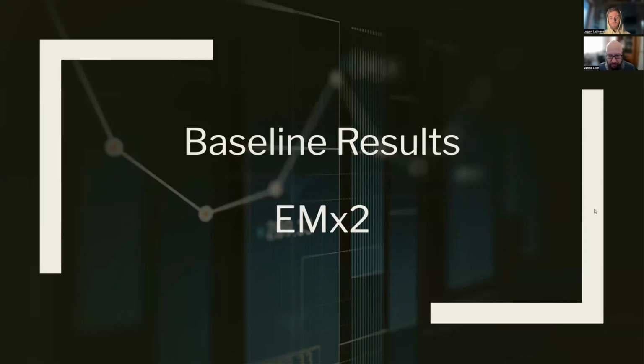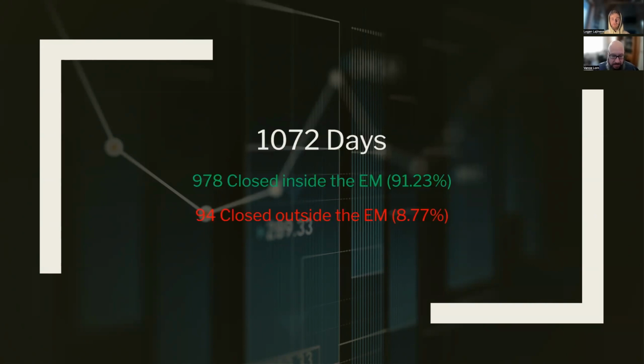The next one we looked at was the EM times 2. So again, if the EM was, let's say, 20, then we would be treating it as if the EM was 40. This is where the numbers start to really skew. You're going to see that 978 days closed inside of this 2x EM range. It's 91% of days. It happens and closes out inside that range a whole lot. Only 94 times did it close outside the EM, which is 8.77% of the days.